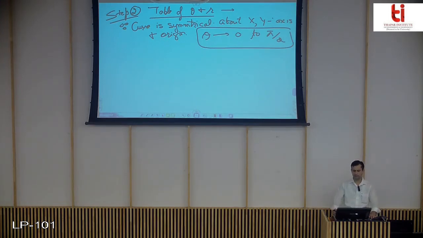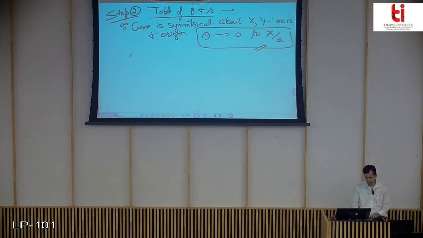Remember that when we have symmetry about the x-axis, we take theta from 0 to pi. For the y-axis, if we have symmetry, we take theta from minus pi by 2 to pi by 2. And for the origin, we have the theta range 0 to pi by 2. So we are considering the minimum range, and that will do our work. Even with symmetry about the origin, we take 0 to pi by 2, provided the curve exists in the second, first and third quadrant. So let us start with 0 to pi by 2.